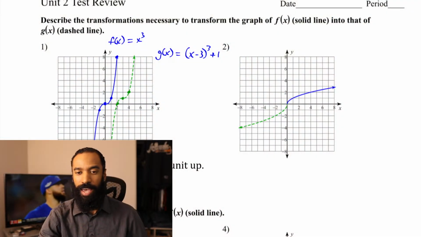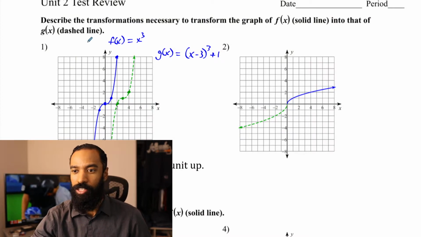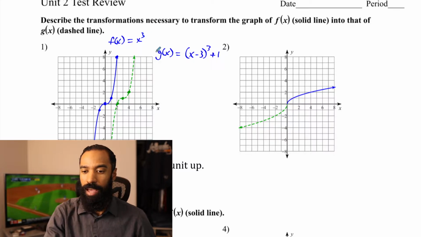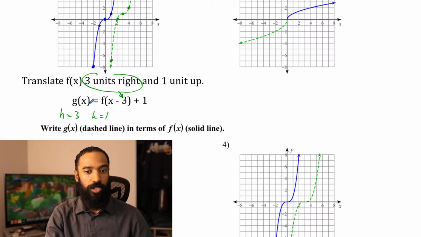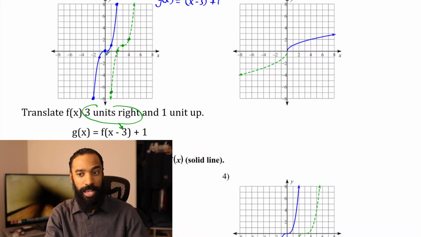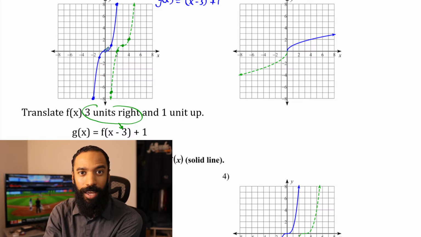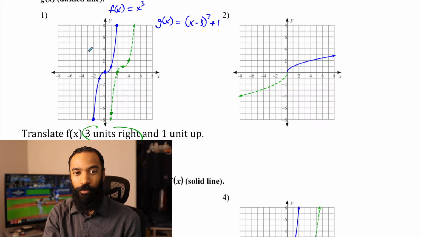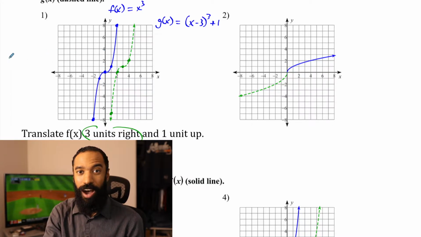It didn't have to ask, write it with f of x. It could have said, do it with the function, x cubed. It didn't have to say, describe the transformations. It could have said, write the equation. And it could have asked, is this function, the blue one, even or odd? Or neither? And I would have said, this is called an odd function. So before I go into number 2, what makes this an odd function?